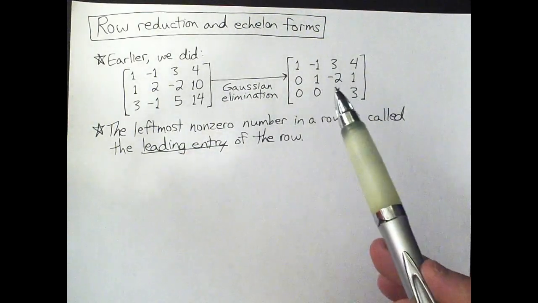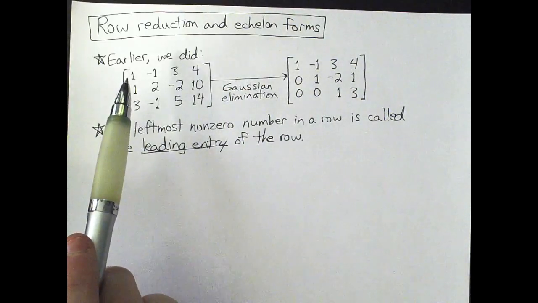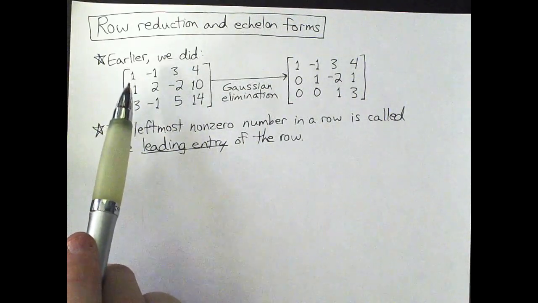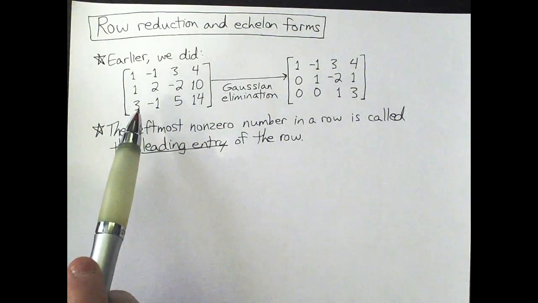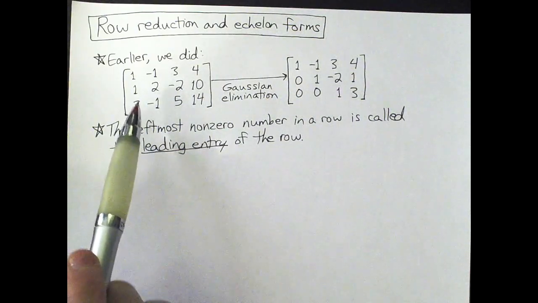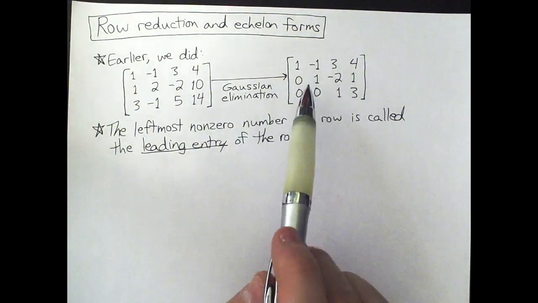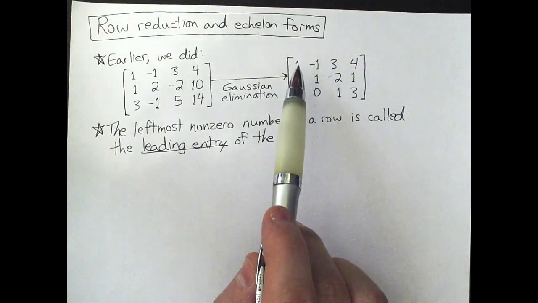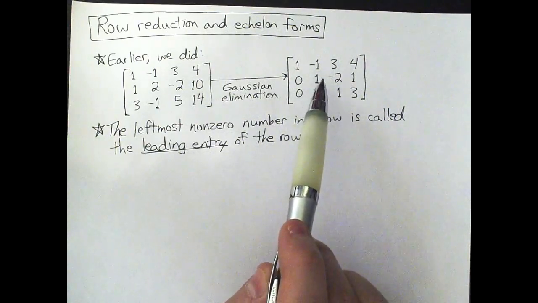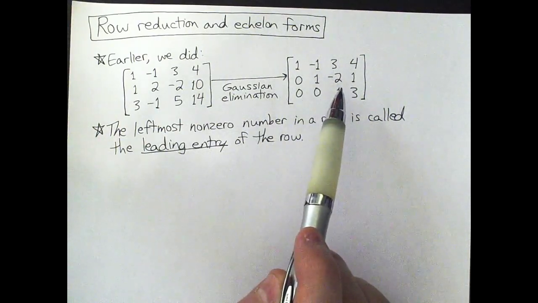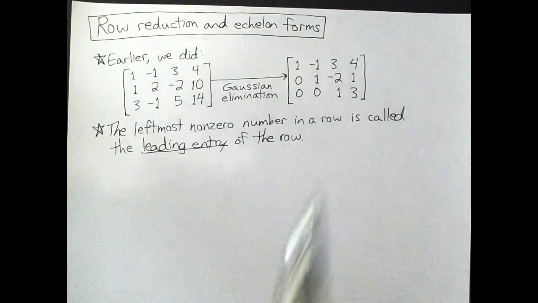And we are going to be interested in what is the leftmost non-zero number in a row. So, well, how about we look at this first one? In the first matrix, the leftmost non-zero number in the first row is 1. The leftmost non-zero number in the second row is 1. And the leftmost non-zero number in the third row is 3. So those would be the leading entries of these rows. But in the Gaussian elimination version of it, this 1 is the leading entry of the first row. This 1 is the leading entry of the second row. And this 1 is the leading entry of the third row. It's the leftmost non-zero number.